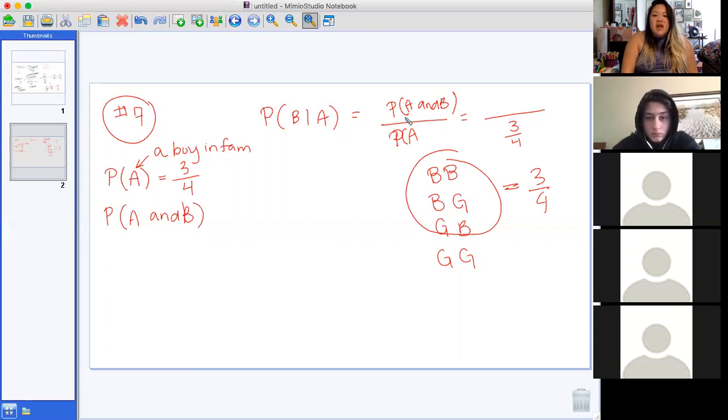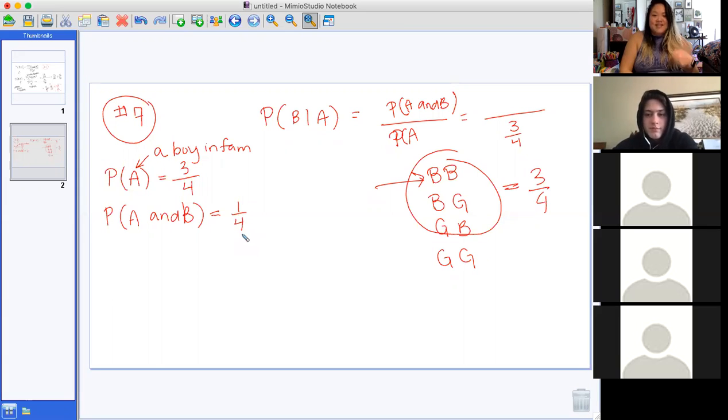So the probability of A and B would be that you have at least a boy in the family and both of them are also boys. So how can we do that? There's only one way, right? This is the only way. Boy, boy. That's 1/4 probability. I don't want to lose any of you there. So do you all understand why probability of A and B is only 1/4?